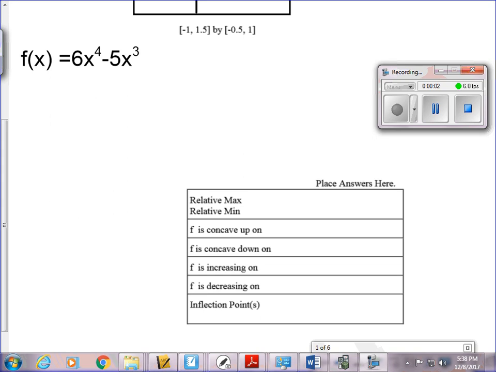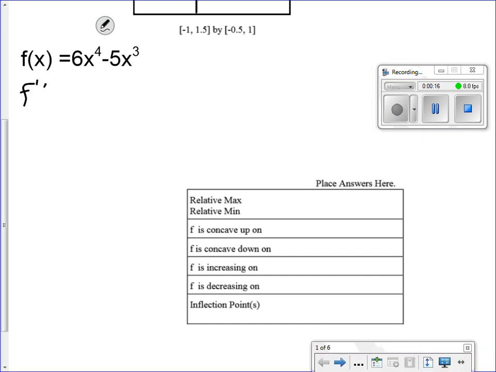Okay, we're going to review for the test on Chapter 5, Sections 1 through 3. First question, we're asked to draw a complete graph for the following function, f of x to the fourth minus. So we get our first derivative.